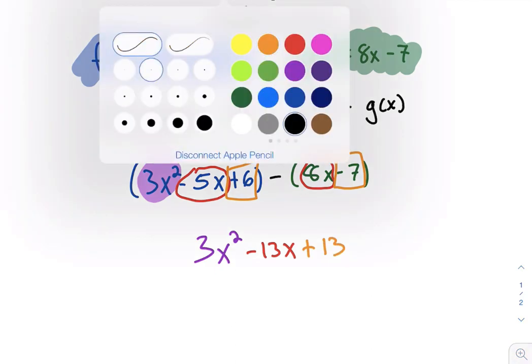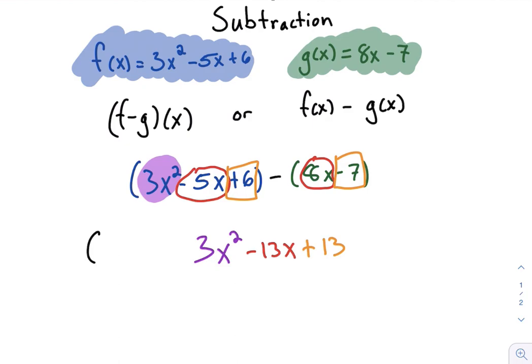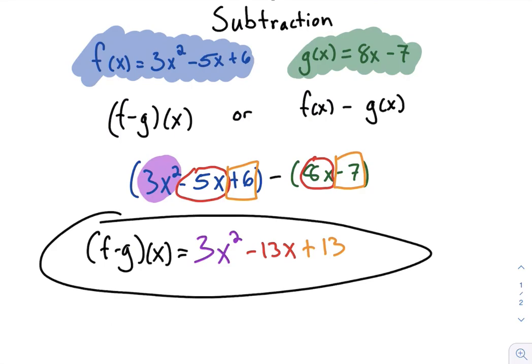And then we have our final answer. Again, if I wanted to write it as f minus g of x equals 3x squared minus 13x plus 13.